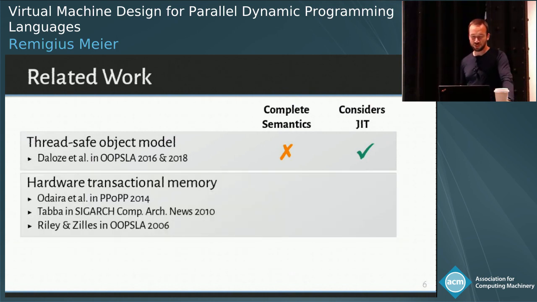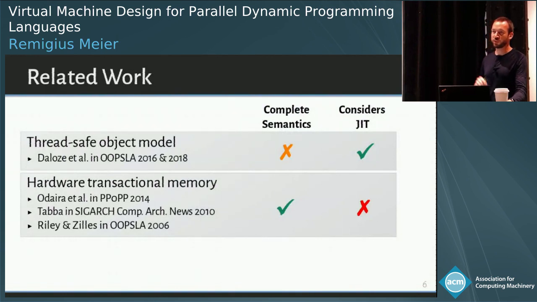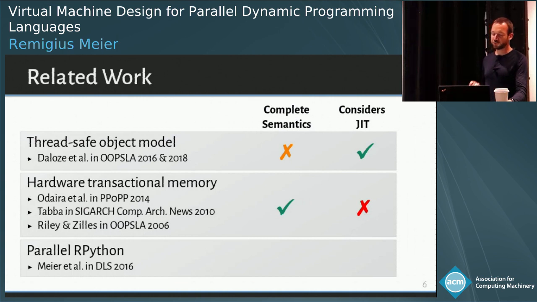So there's also approaches that use hardware transactional memory, and transactional memory maps perfectly to the semantics, so we get the semantics for free, but none of these approaches here were considering this in the context of a high-performance virtual machine. Some also use non-existing hardware or just incomplete VMs. And finally, there's our approach, also first presented in 2016, 2 years ago at DLS. We started with the complete semantics, so kind of top-down, and we try to get the performance back. And of course, we do consider the JIT here, right?